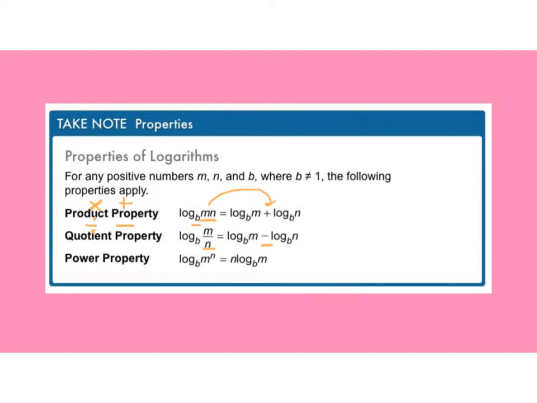And then our last is the power property. So if we have some number with an exponent on it, we can just take that exponent and move it to the front of the equation. So we're taking this n and moving it to the front. So these are three properties of logarithms. Now we're going to do some examples about those.